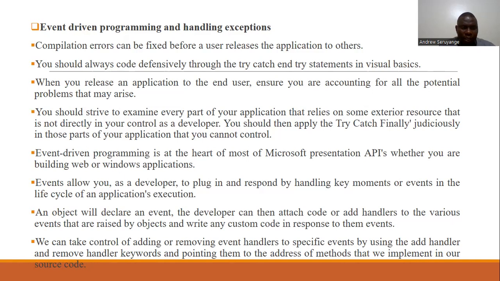An object will declare an event. The developer can then attach code or add handlers to the various events that are raised by objects and write any custom code in response to those events. We can take control by adding or removing event handlers to specific events by using the AddHandler and RemoveHandler keywords and pointing them to the address of methods that we implement in our source code.